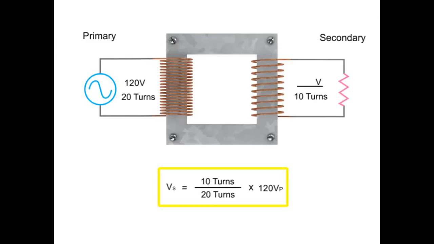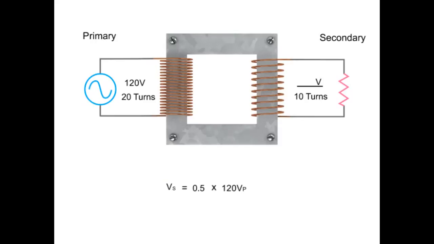Rearranging the formula and then dividing 10 turns by 20 turns, we get 0.5 multiplied by 120V. This results in a calculated step-down voltage of 60 volts.